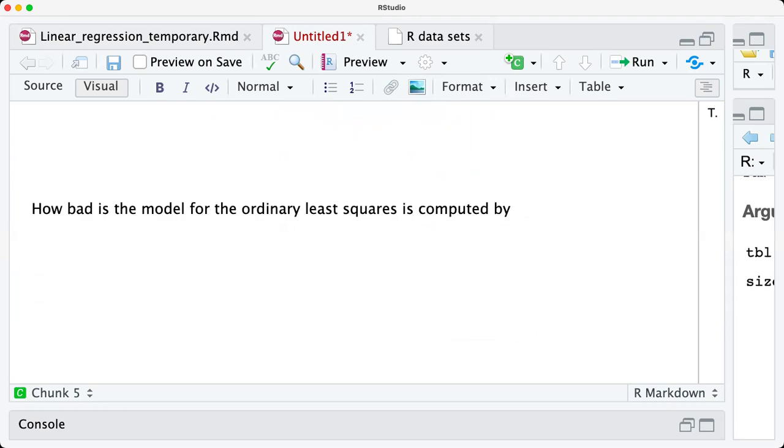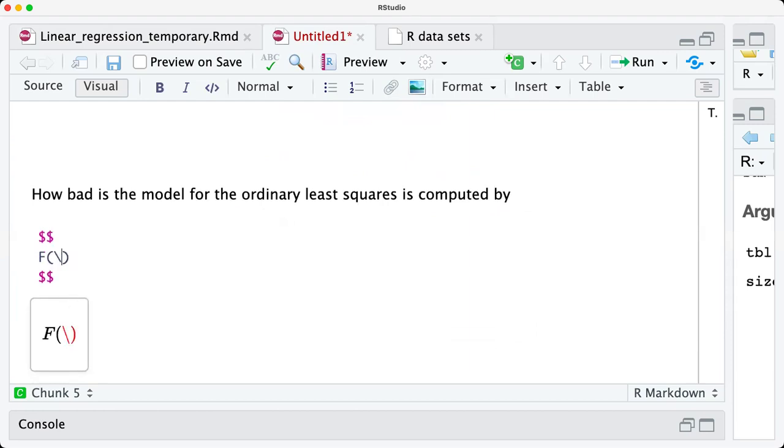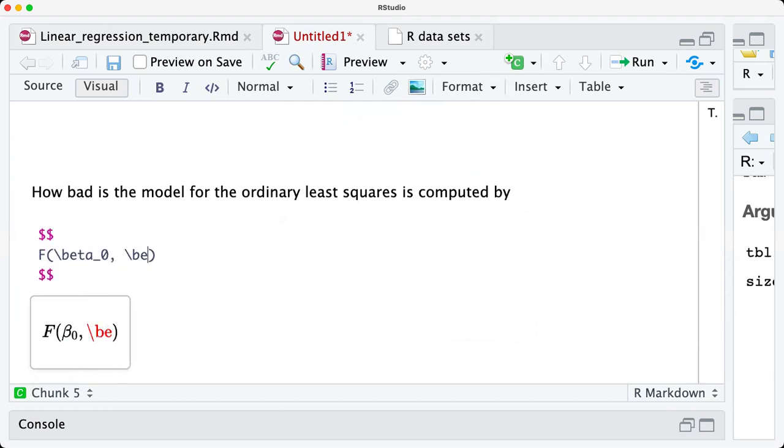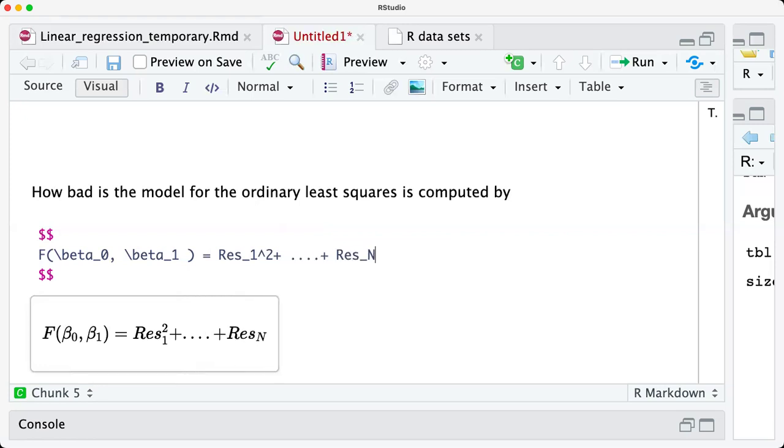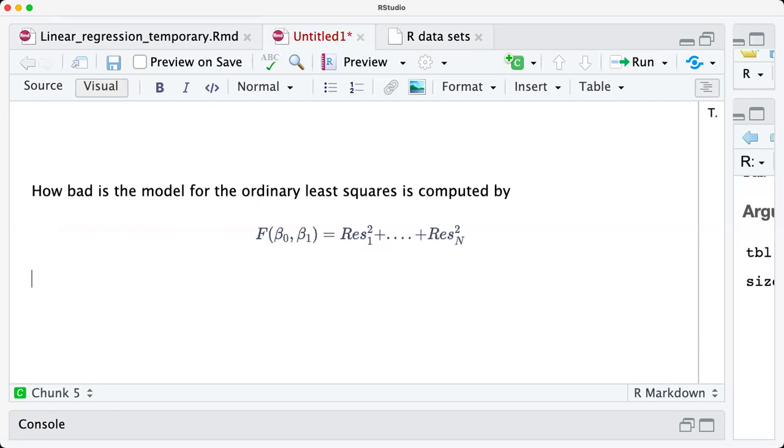This is a function of beta 0 and beta 1, which is the sum of the squares of the residuals. So I give you a beta 0 and beta 1, these quantities can be computed, and I look for the beta 0 and beta 1 which minimize the badness.